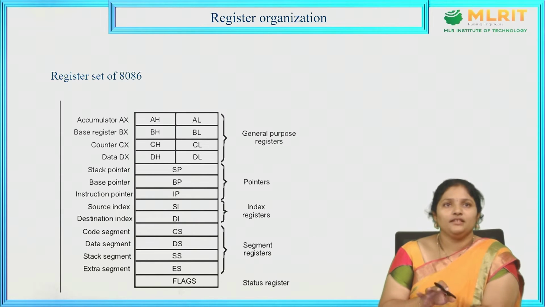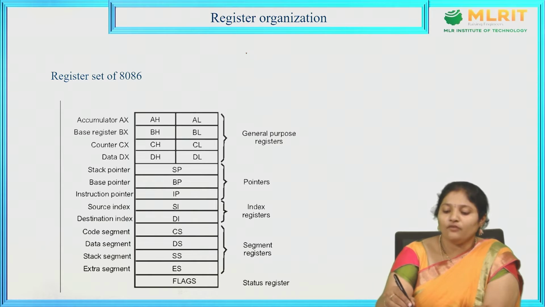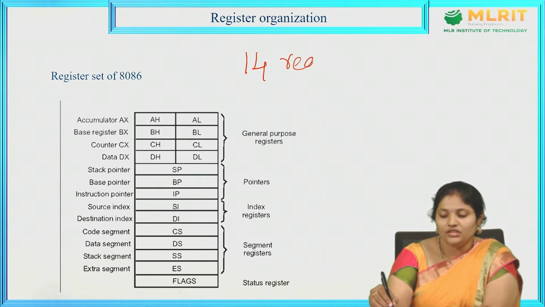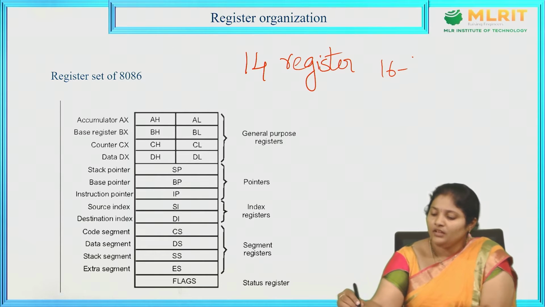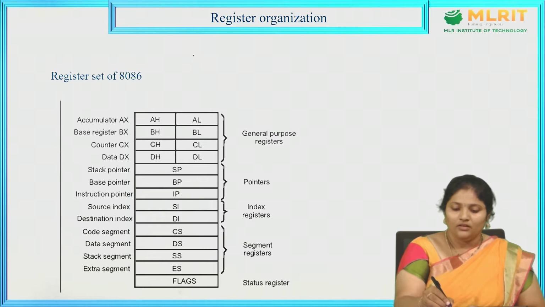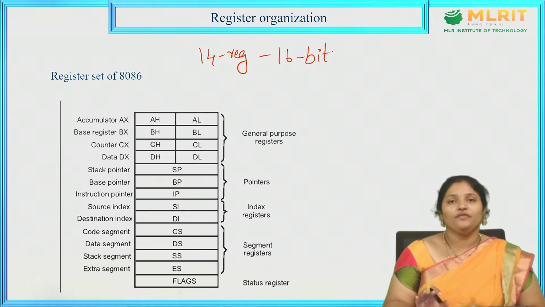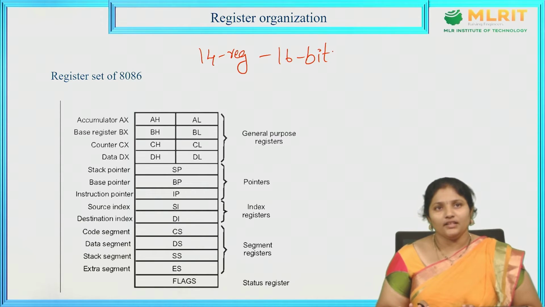And this is the register set of 8086. Here we have 14 registers, each 16 bits in size. Out of these 14 registers, they are categorized into types.